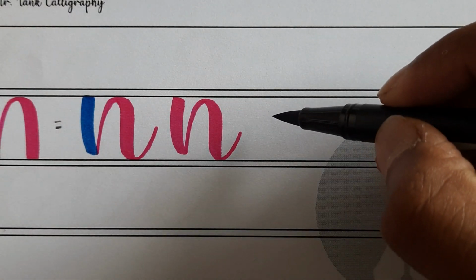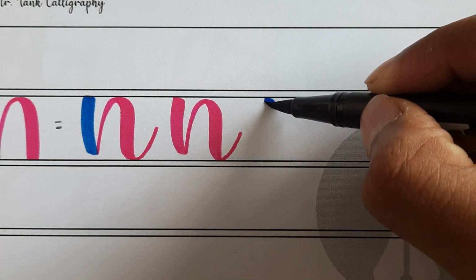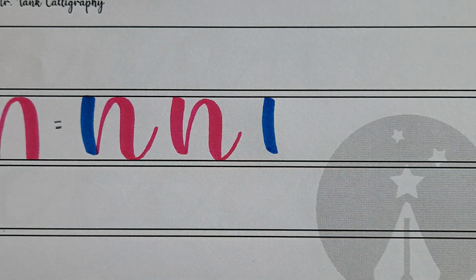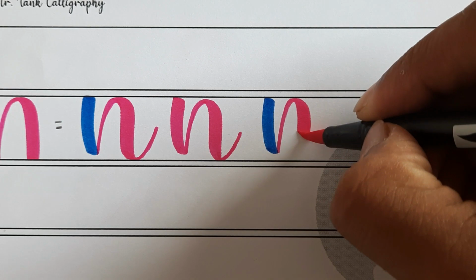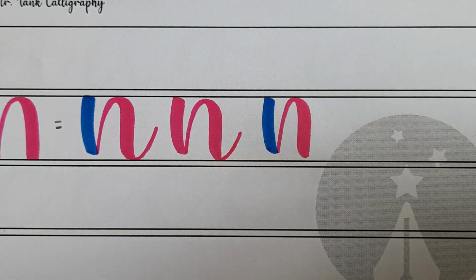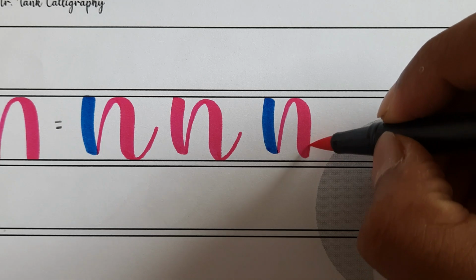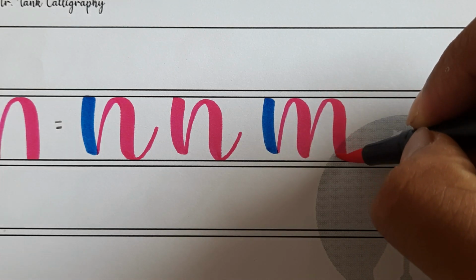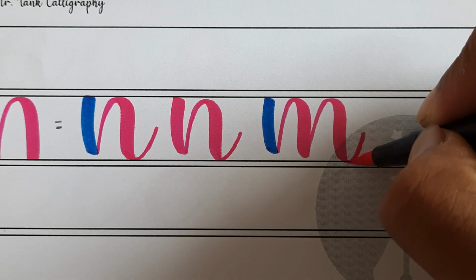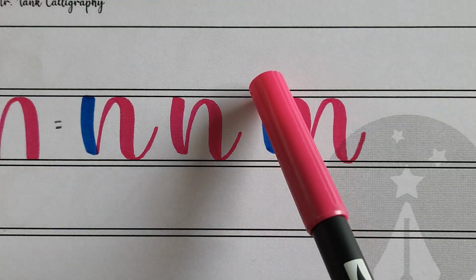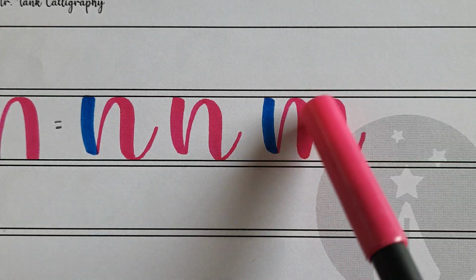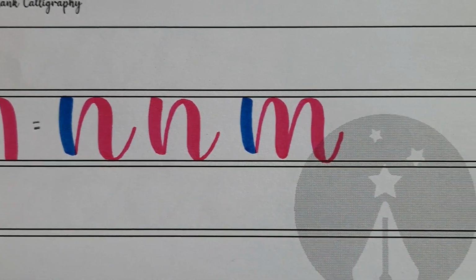Again, first we are moving downward, and overturn from here, and again overturn from here. So here is the letter M. So here you can see what I have done. First downstroke and then 2 times overturn. So let's do it again.